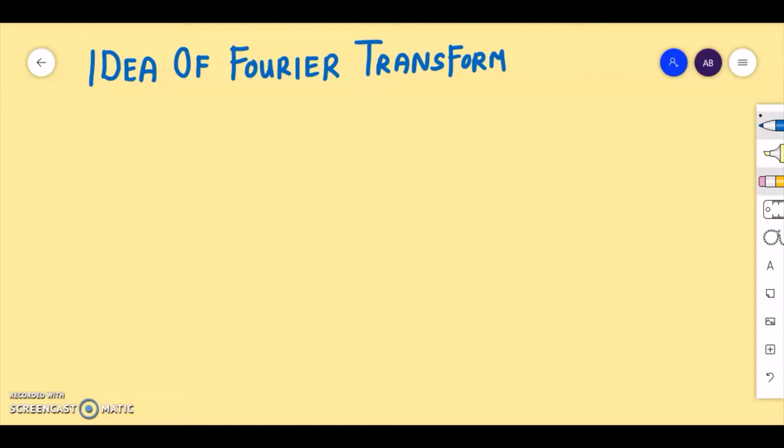Hello everyone. Today we are going to look at the idea of Fourier transform. If you watched my previous video, I explained the Fourier integral. So this is what the Fourier integral looks like.